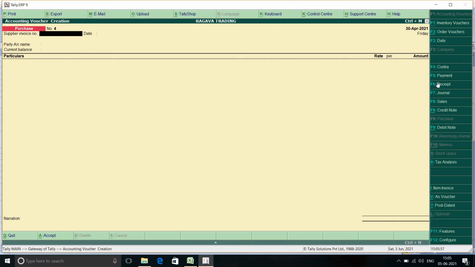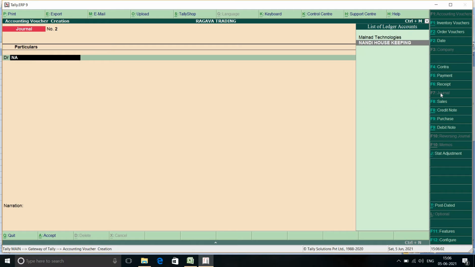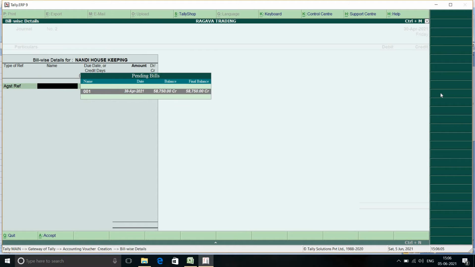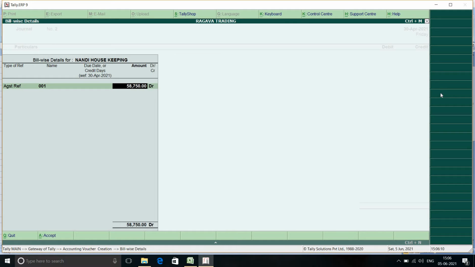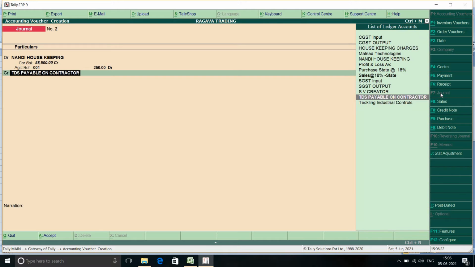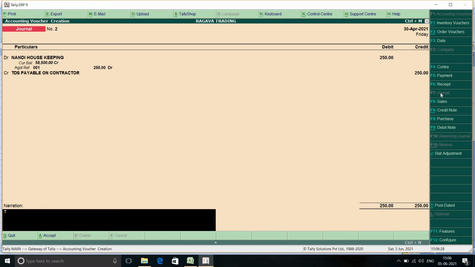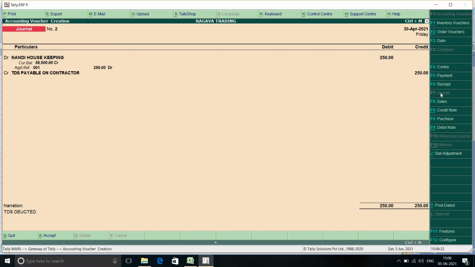Now I am passing the journal entry of TDS. Nandi Housekeeping account debit. For 25,000, 1% is 250 rupees. 250 rupees credit, TDS payable on contractor. Being TDS deducted.